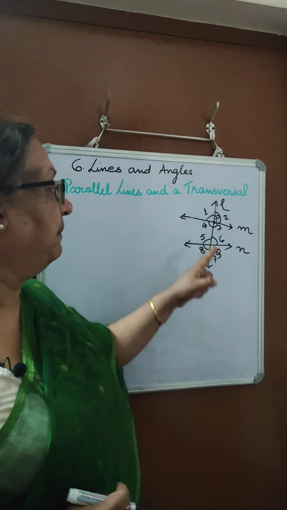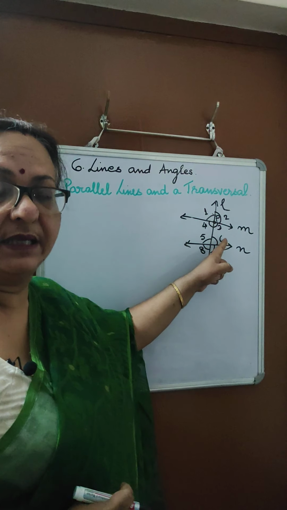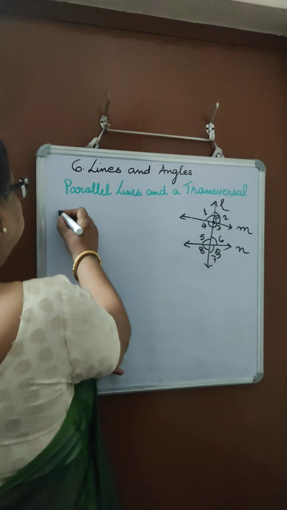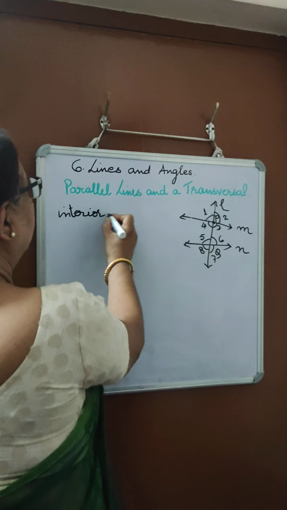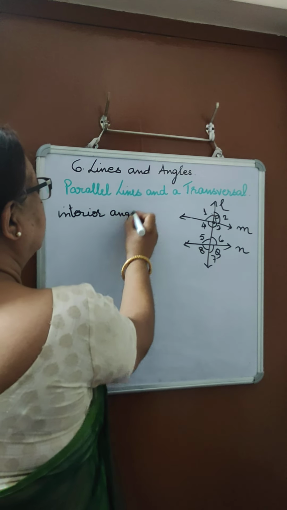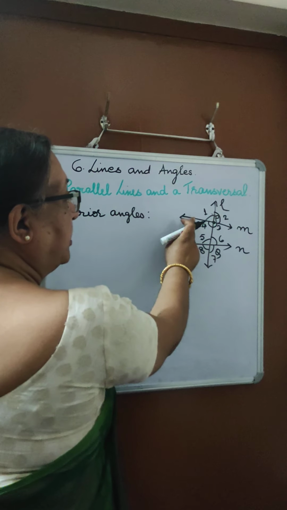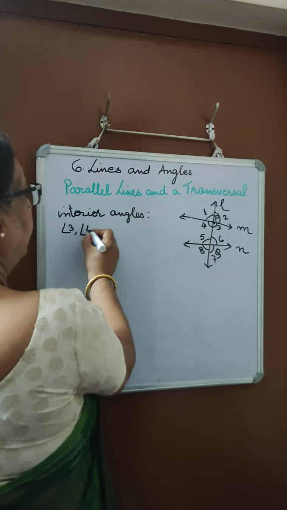Now, of the so many angles, the angles which lie between the lines M and N, which angles lie between the lines? 3, 4, 5 and 6. These angles are called interior angles. Interior angles. Which are interior? Angles which lie between these two lines. That is angle 3, 4, 5 and 6.